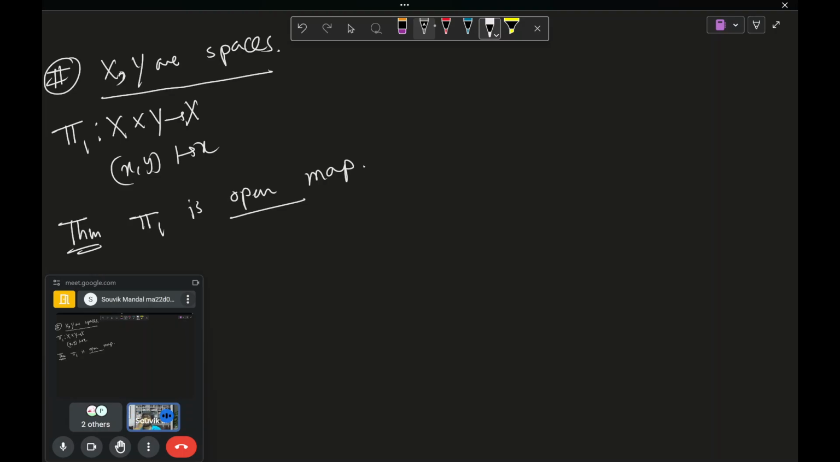So what you will do is take an open set of X cross Y, write the open set in terms of base elements of the form U cross V, and now apply pi one and check whether pi one of that is open or not. Understand? Please do it by yourself. Take your time. I shall be back after 2-3 minutes.